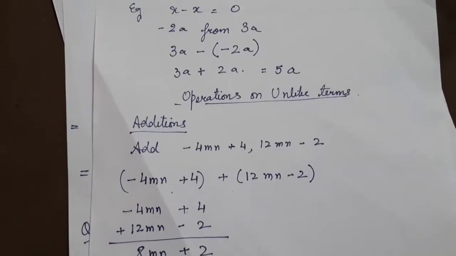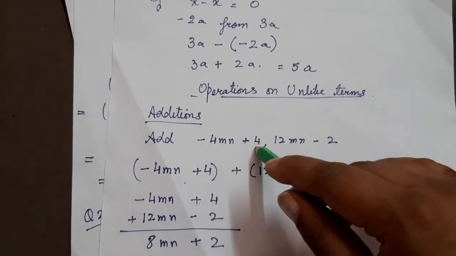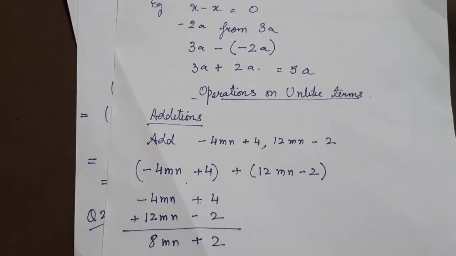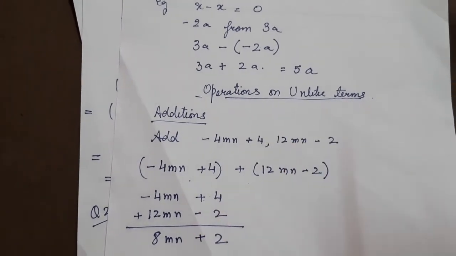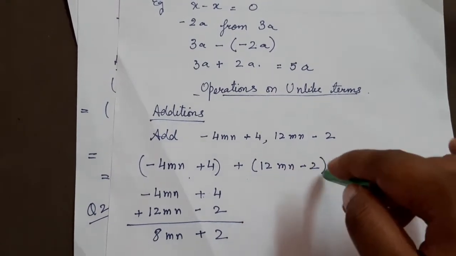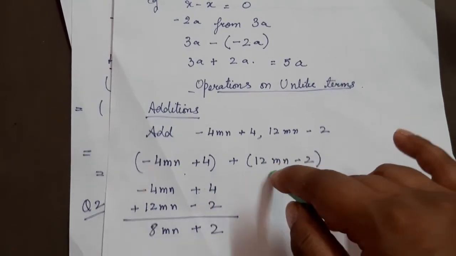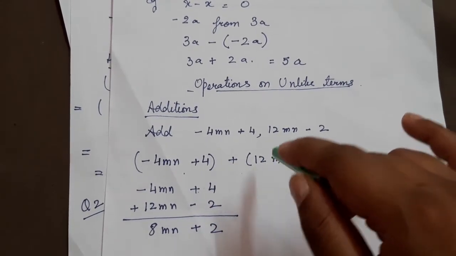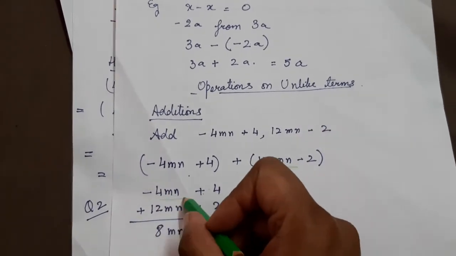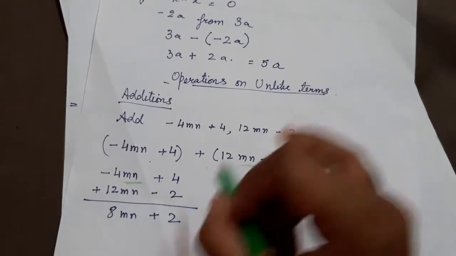Now operations on unlike terms. So I have taken an example here, minus 4m plus 4, and 12mn minus 2. This is the term, this we have to add. So first I am taking the horizontal method, minus 4m plus 4, and 12mn minus 2. First we'll write this term as it is, minus 4m plus 4. Now in this term we will write the like term side by side, like this is mn. Where is the mn term? Here. So we'll write plus 12mn minus 2 and then we will do the operation like this.